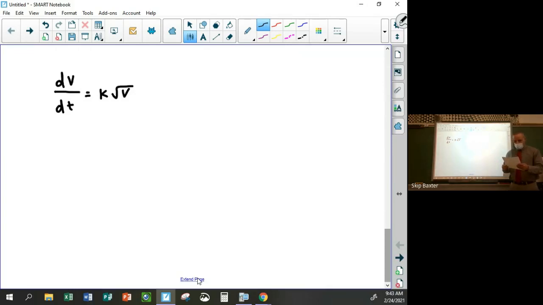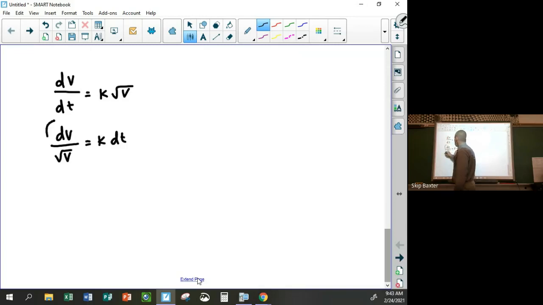Okay? So this is separable. It's dh over radical h equals k dt. So this is h to the negative 1/2. Its integral would be h to the positive 1/2 times 2 equals kt plus c.